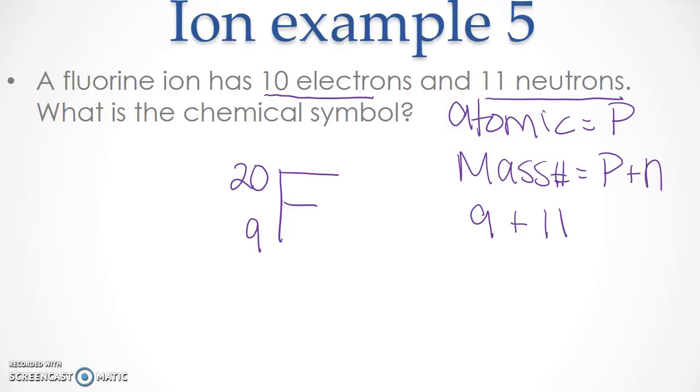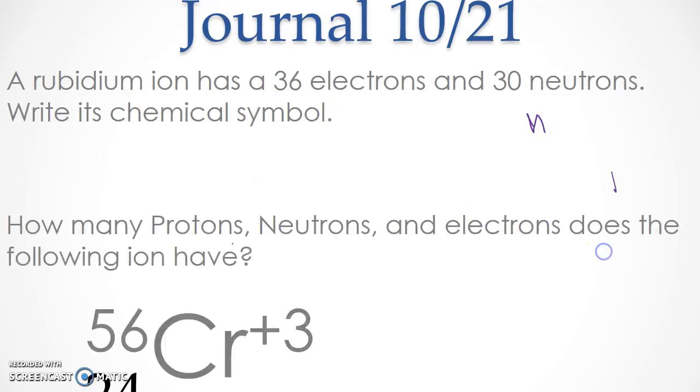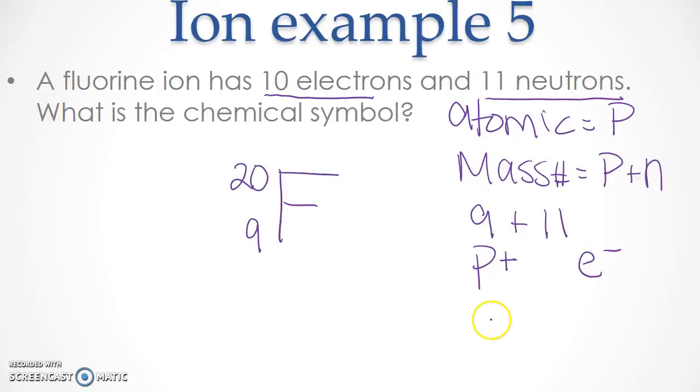Now we have to look at the charge, which goes in the upper right-hand corner. If you remember, the two particles that have charges are the protons, which are positive, and the electrons, which are negative. So the formula that we're going to use is our protons minus electrons, and that'll give us our charge. So we're going to take our protons, which we said was 9, and subtract the electrons, which is 10, which will give us a -1 charge.